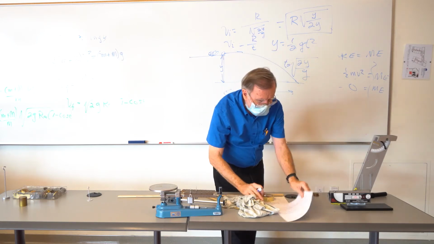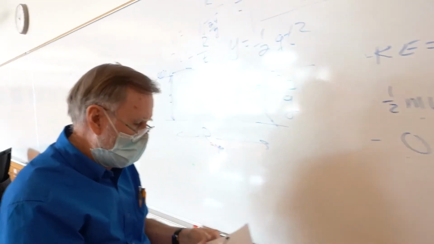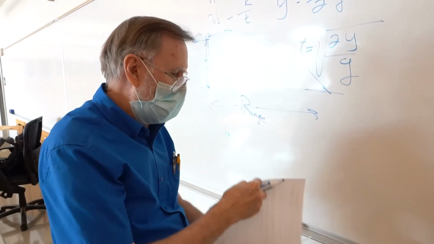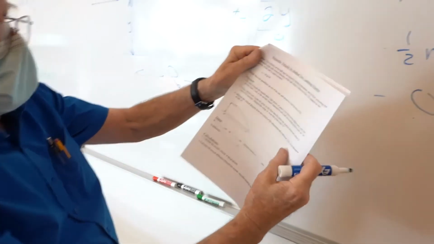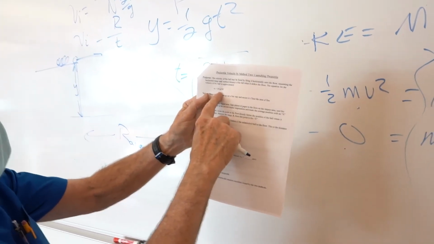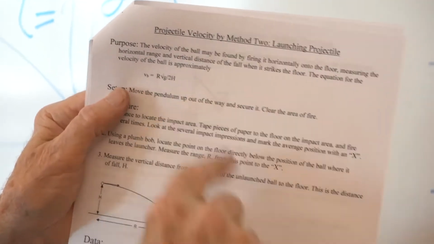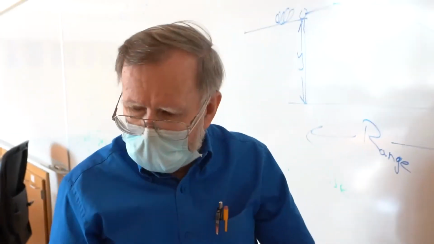And you'll find that formula in your lab handout on the last page, right here. Vx equals R square root of g over 2h, where the square root again is over everything there. So it's very straightforward measurement and calculation.